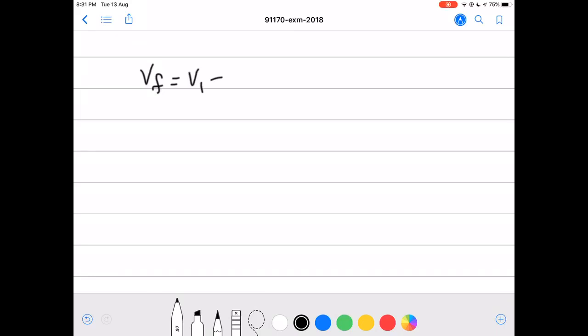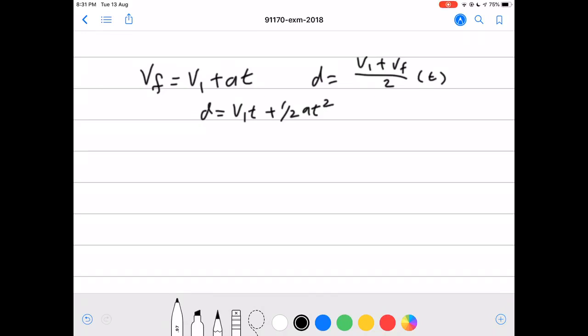So you should know the 4 kinematic equations. Vf equals Vi plus At. Also d equals (Vi plus Vf) over 2, multiplied by t. And also you should know that d equals Vi t plus half At squared. And the final one is Vf squared equals Vi squared plus 2Ad.